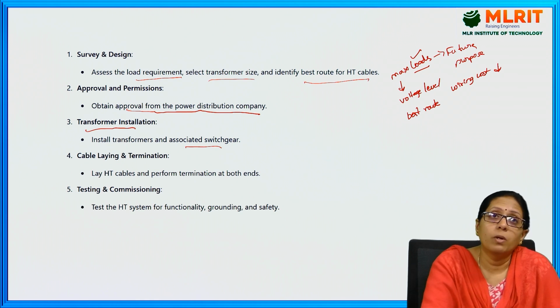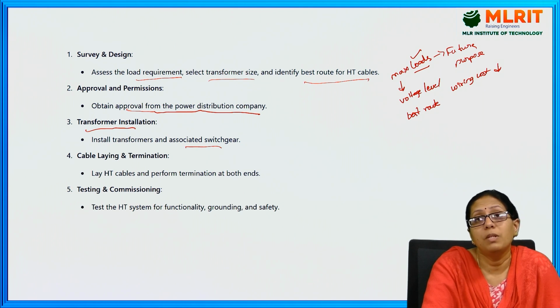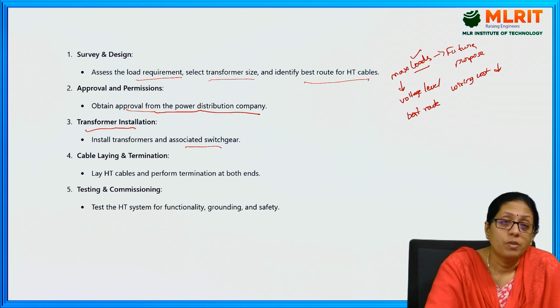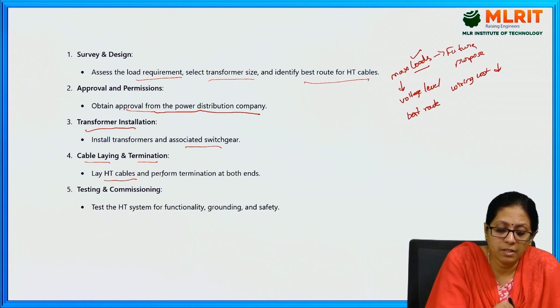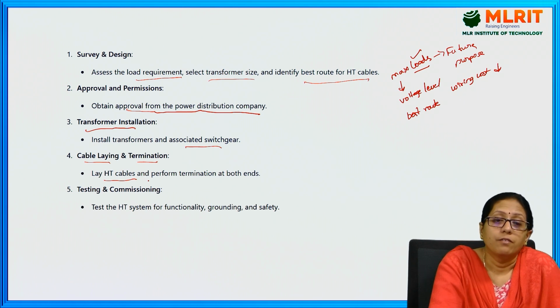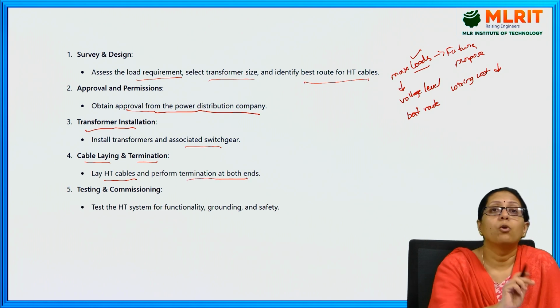The fourth one is cable laying and termination. After installation of the transformer, the cables should be connected from the transformer to the different circuits in a particular industry. That means HT cables should be connected from the transformer to the different circuits, and termination should be performed at both ends.